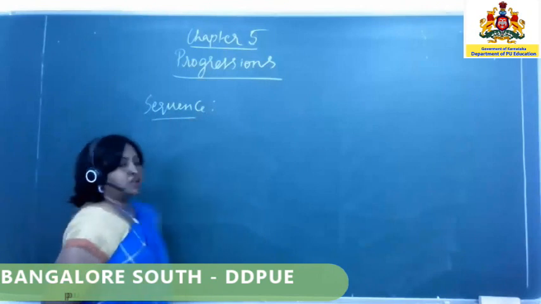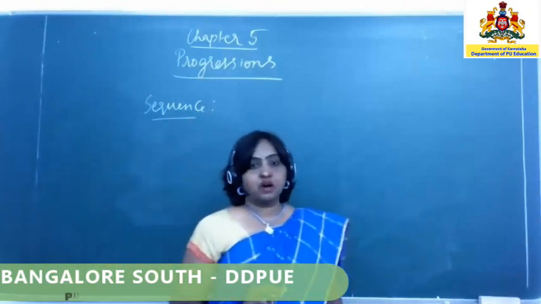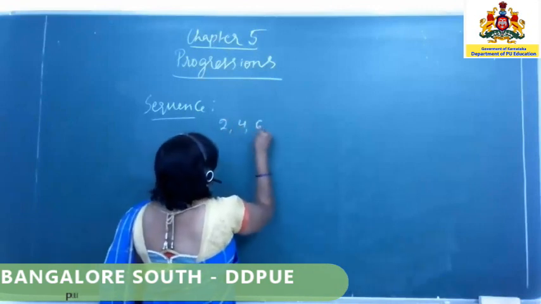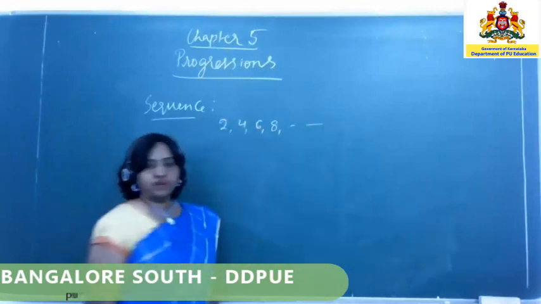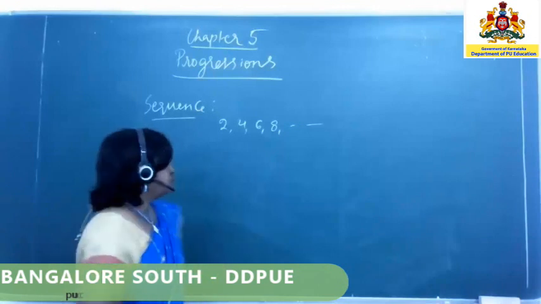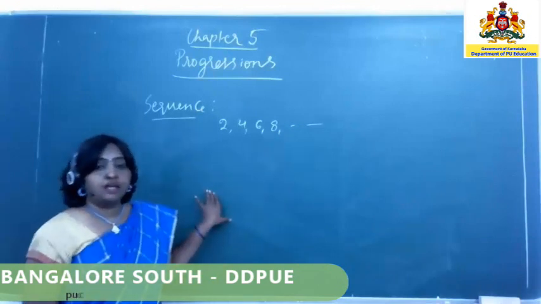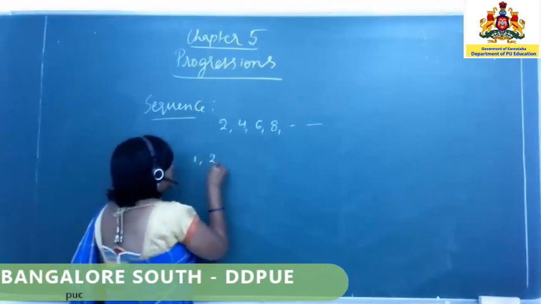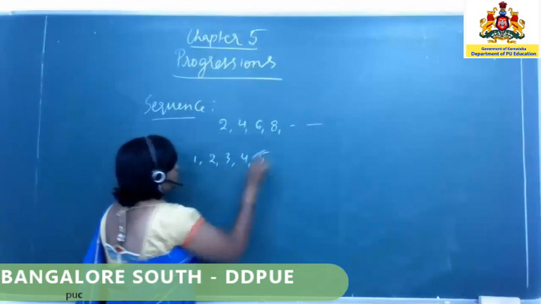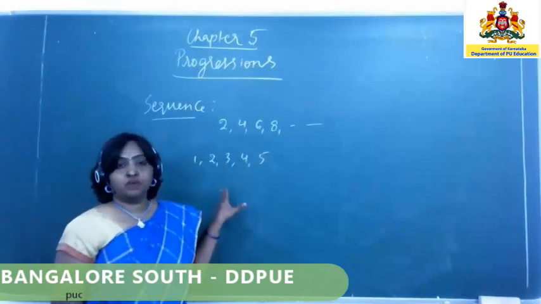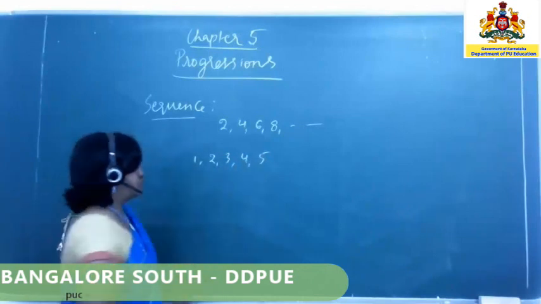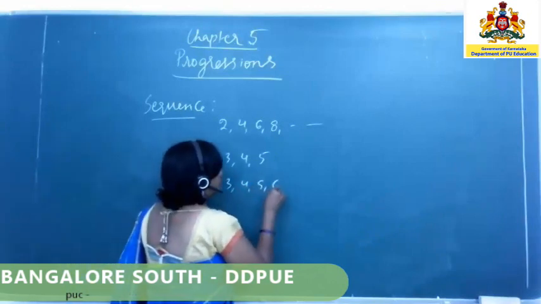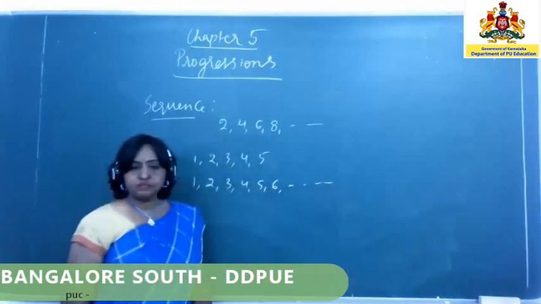A sequence is an orderly arrangement of numbers according to some rule. Example: 2, 4, 6, 8, the set of even numbers. A finite sequence has a finite number of terms. Example: 1, 2, 3, 4, 5. An infinite sequence has an infinite number of terms. Example: 1, 2, 3, 4, 5, 6, continuing.